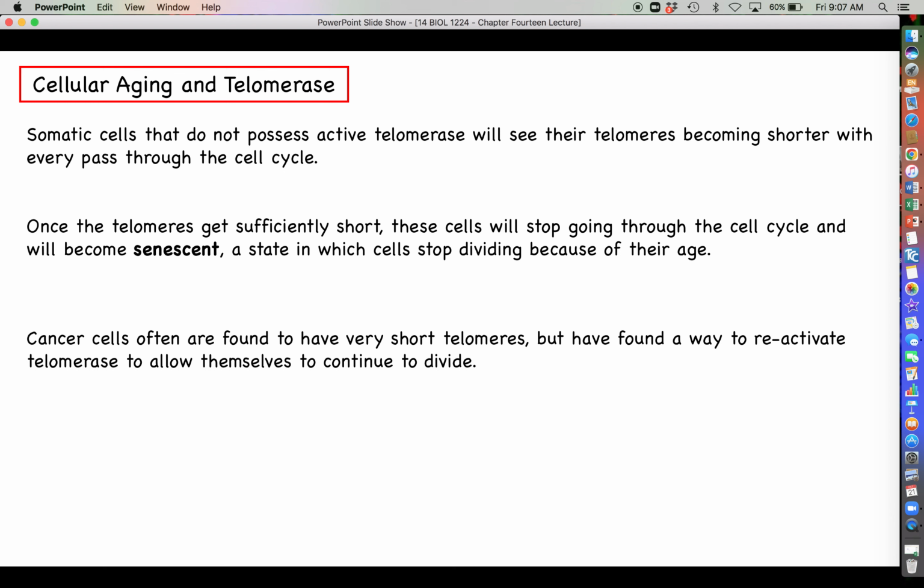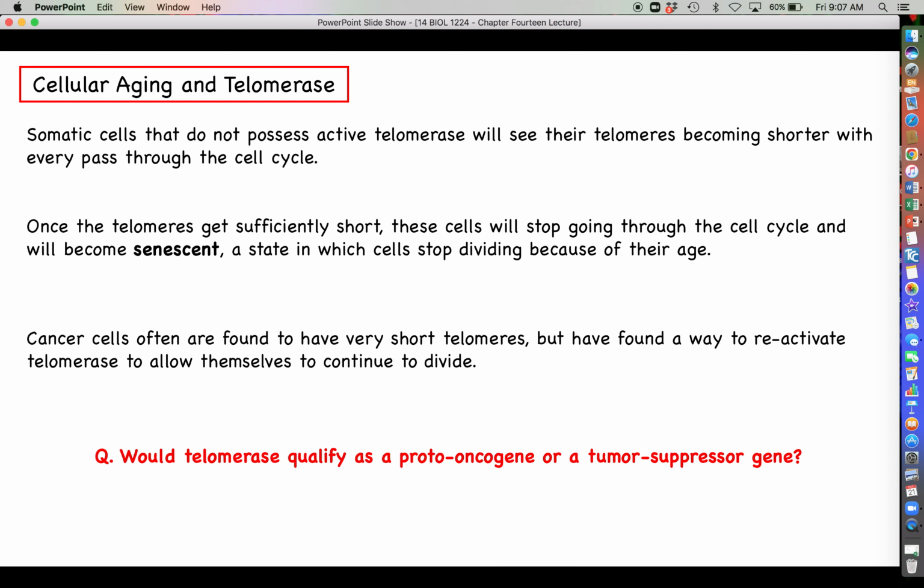So a possible explanation for this, or a possible kind of corroboration of this, is that cancer cells are often found to have very short telomeres, but they have found a way to reactivate their telomerase, so they are actually able to keep dividing, because as long as they're expressing telomerase, they're not in danger of chewing off the most critical edges of the chromosomes that contain the protein coding information.